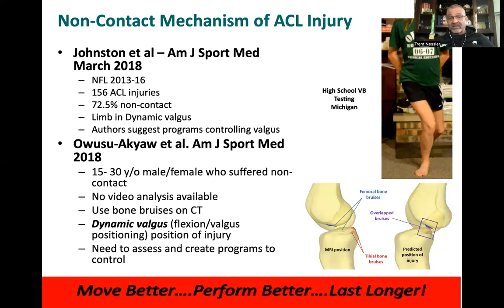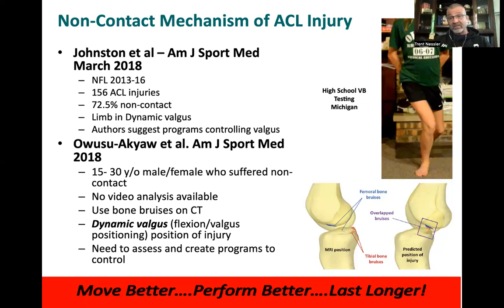And what they did is they did a CT scan. Through that CT scan, they were able to see where the bones were bruised on both the femur and the tibia. And from the bone modeling, based off of where the bone bruises were, they could actually determine the position of the limb at the time of the non-contact injury. And guess what? That was also a dynamic valgus position.